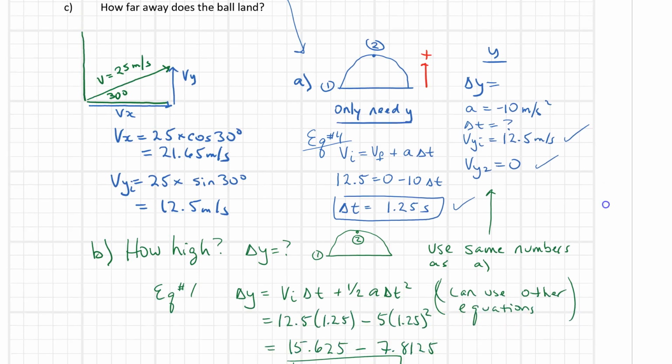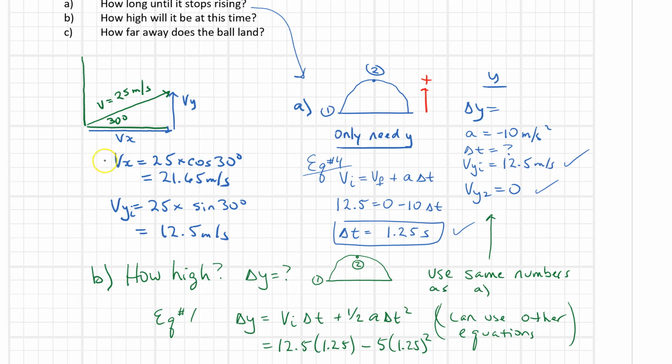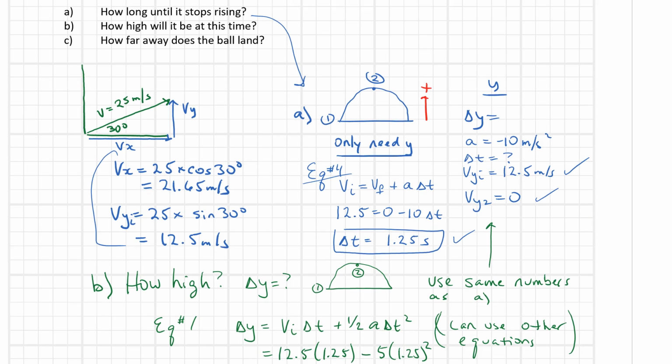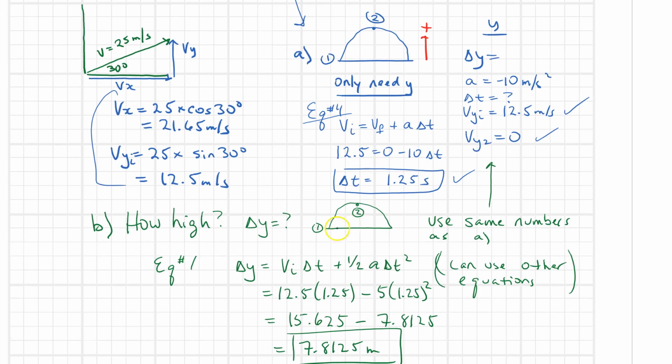The answer for B, oh, and I guess I kind of skipped over the fact that here's how you figure out the Vx and the initial Vy. B asks how high will it be at this time. So again, we're just using that first half, and so you can use the same numbers, and what they're asking for is the delta y.